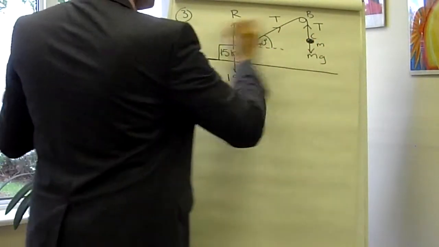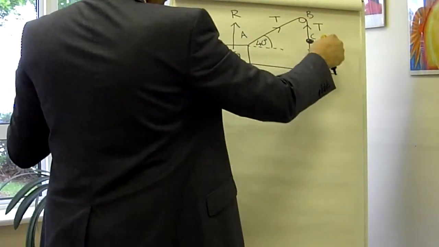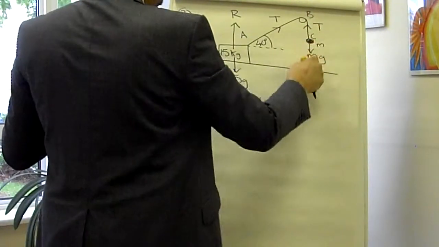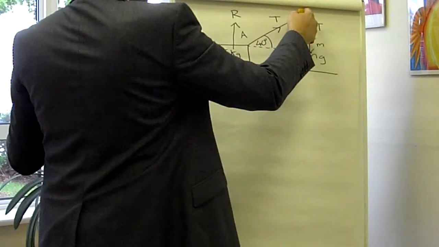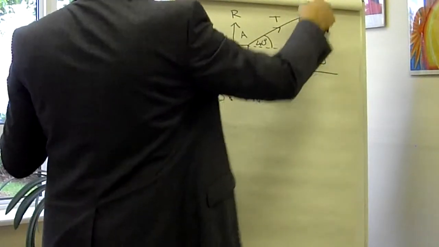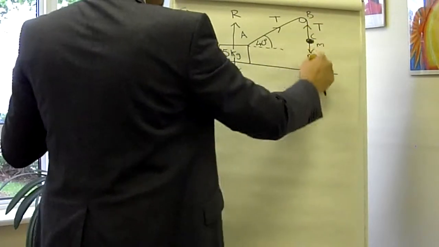Okay, so if the whole system's in equilibrium, then this part of the system is in equilibrium, which means that these two forces must be equal. If this was greater than this, the object would be moving up. If this was greater than this, the object would be moving down. It's not moving, it's in equilibrium, so these must be the same.